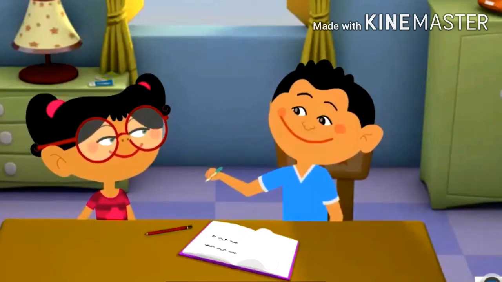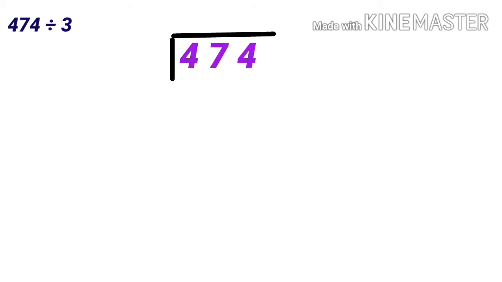Yes, why not? If I have to divide a number like 474 by 3, I will draw two lines enclosing the dividend 474. Then I'll write the divisor 3 on the left. I'll start looking at the digits of the dividend from left to right. If a digit is less than 3, I would include the next digit for division. Well, that's right. What next?